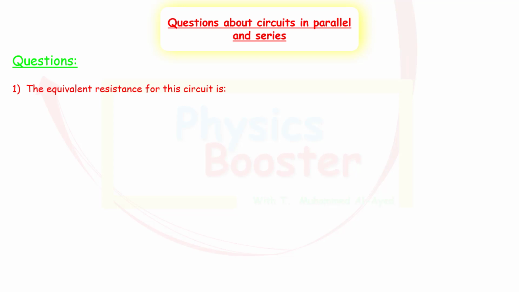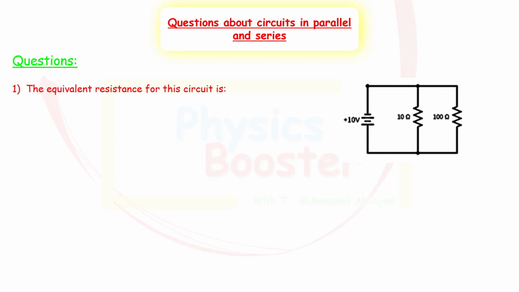Here it's asking me to find the equivalent resistance for this circuit. So when we say the word equivalent resistance, it means that I want you to replace these two resistances here, this 10 ohm and this 100 ohm, with one resistor. So what can I do to replace these two resistances with one resistor?